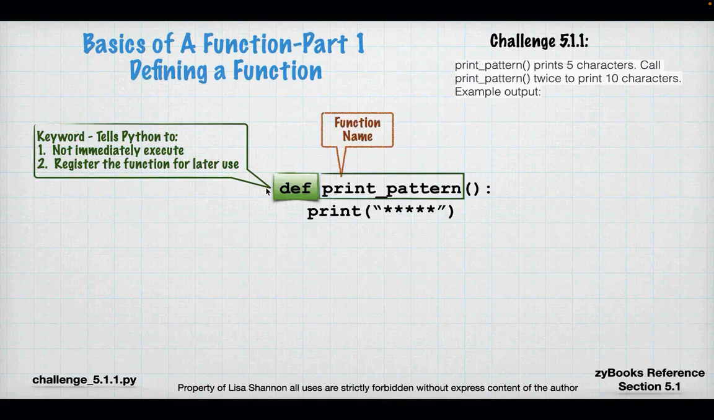After def, you always have the name of the function. Now, function names are very similar to variable names. You can't use spaces. There's not a lot of special characters that you can use. And this function name needs to be unique to every other function name in your running module.